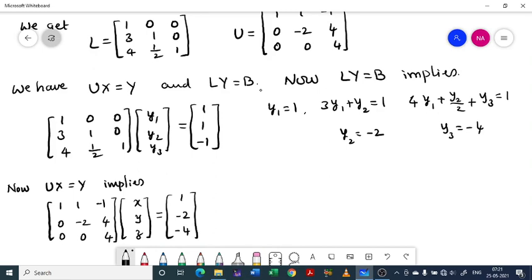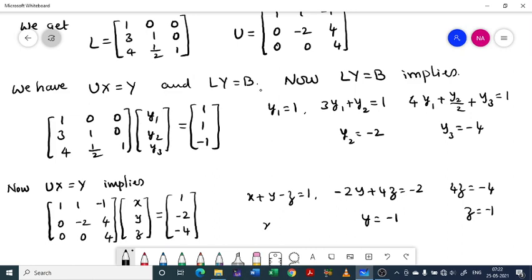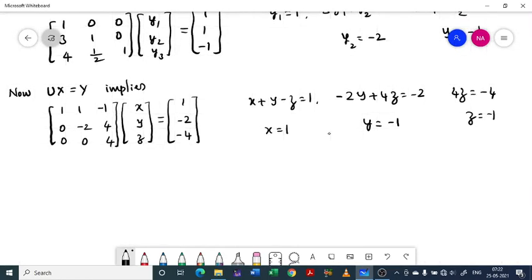So what do you get now? X plus y minus z equal to 1, right? Minus 2y plus 4z equal to minus 2, 4z equal to minus 4. So from this you get z equal to minus 1, y equal to again minus 1, but x equal to plus 1. Okay, you can check this. So the required solution is 1, minus 1, minus 1.